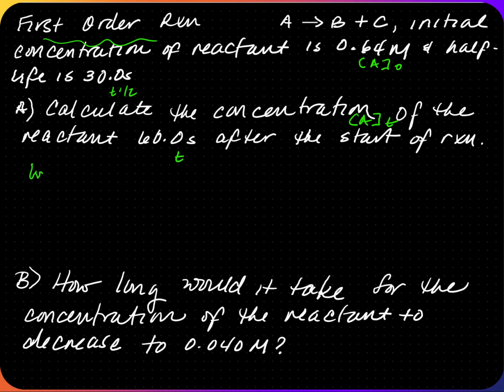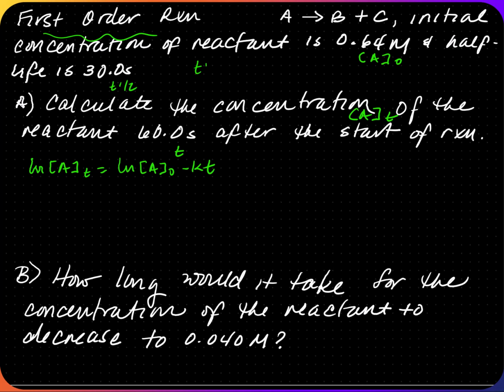So my equation is ln. We are looking for ln A at t, so that means we know all the other variables. We need to solve for k. Half-life is given, first order, T1/2 is equal to ln 2 over k. This is equal to 30 seconds. So k is equal to 0.0231 units of seconds to the negative first.